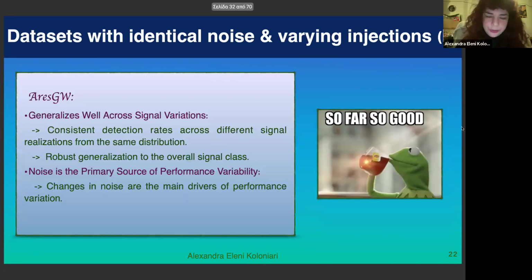So far, so good. Basically, what we can conclude here is that ResGW generalizes well across the signal variations, because we do see that it has a consistent detection rate across all different signal realizations from the same distribution. But that also means something different: if in the later tests we use different noise, we do notice performance variability that would come from the noise and not from the signals.